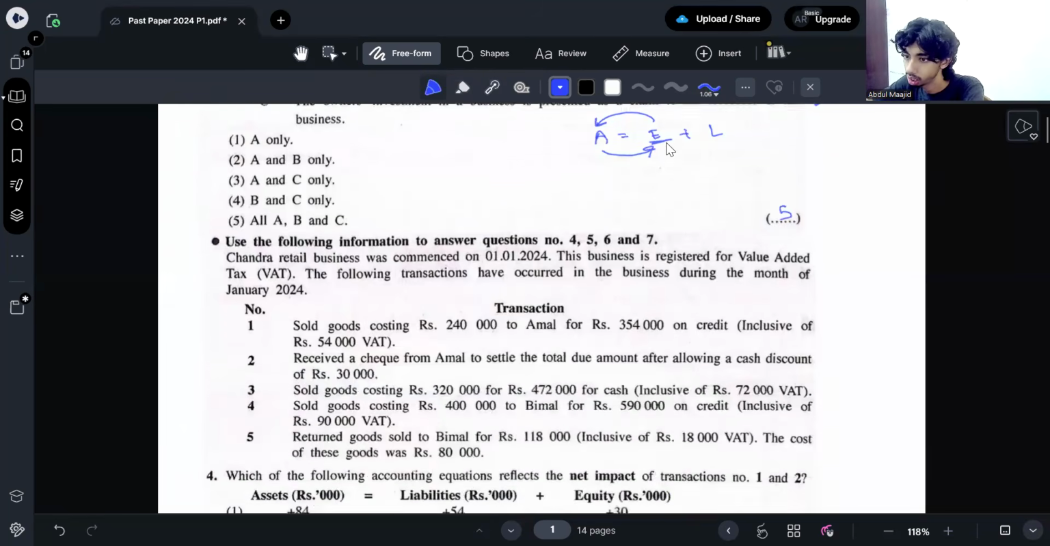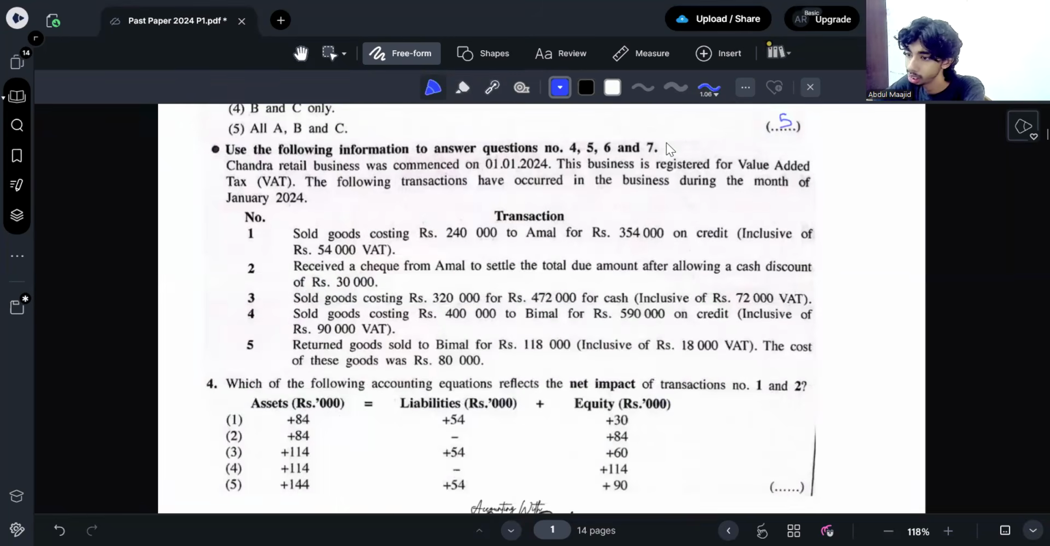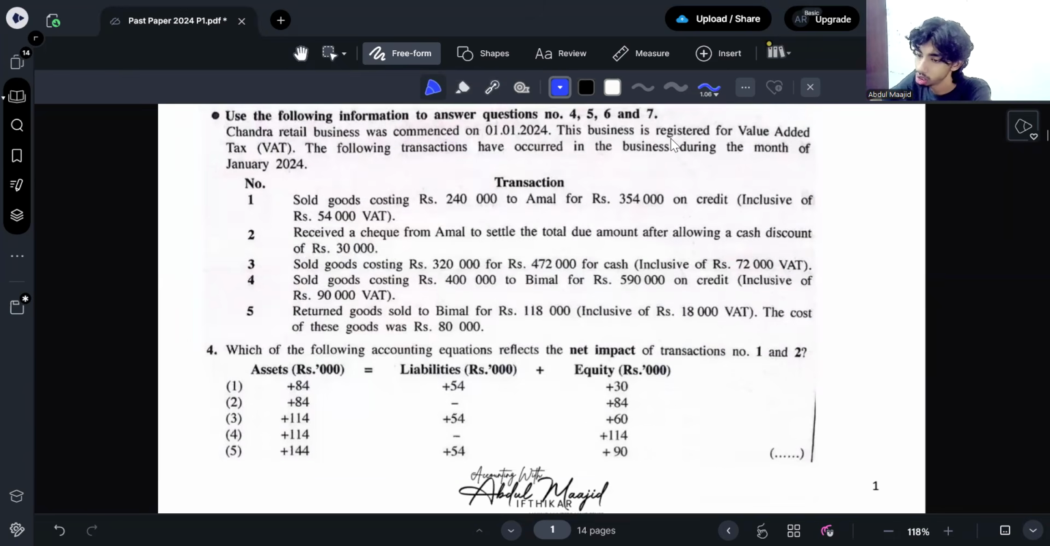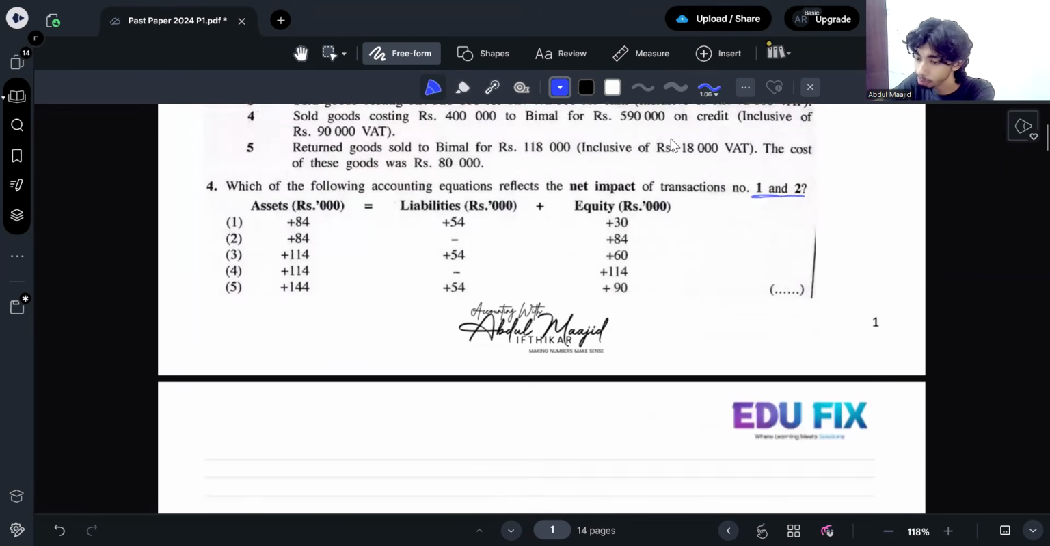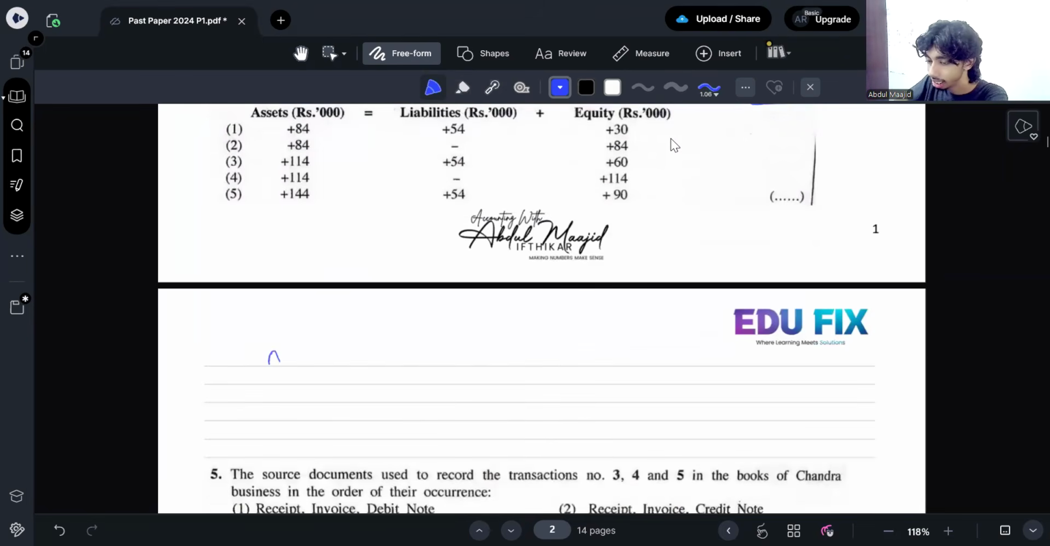Then the next one, use the following information to answer questions number 4, 5, 6, and 7. Okay. Fourth one, which of the following accounting equations reflects the net impact of transactions number 1 and 2?